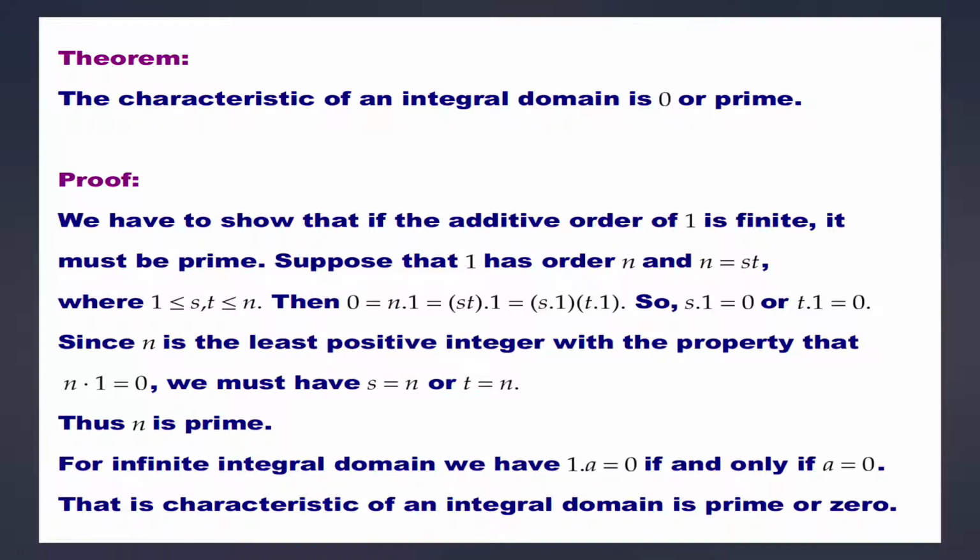Since n is the least positive integer with the property that n times 1 equals 0, we must have s equals n or t equals n. From this we can conclude that n is prime. For an infinite integral domain, we have n times a equals 0 if and only if a equals 0. That is, the characteristic of an integral domain is prime or 0.